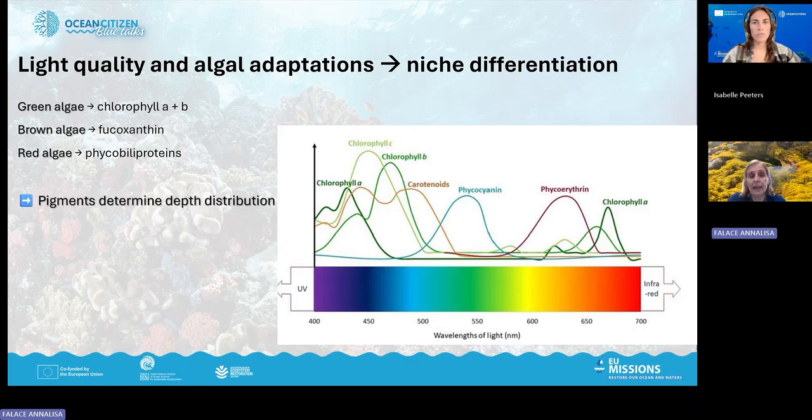So the green algae have mainly chlorophyll A and B, so they can absorb in the light wavelength. Brown algae have fucoxanthin, mainly fucoxanthin and carotenoids, while the red algae have phycobiliproteins, so they can also colonize deeper environments.